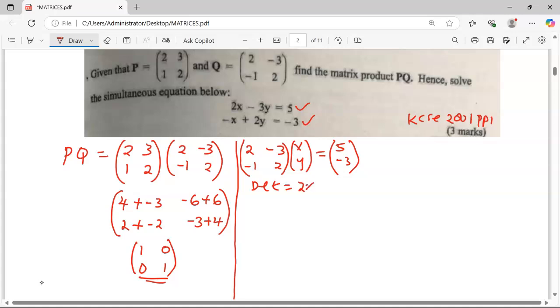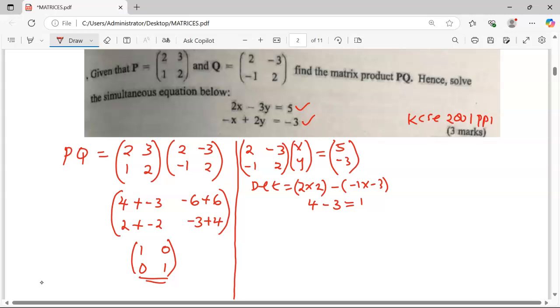After that, we usually get the determinant of the matrix by multiplying the elements in the main diagonal, that is 2 times 2. We subtract the product of the elements in the other diagonal, which is negative 1 times negative 3. This is going to give us 4 minus negative 1 times negative 3, which is positive 3. And this is going to give us positive 1.